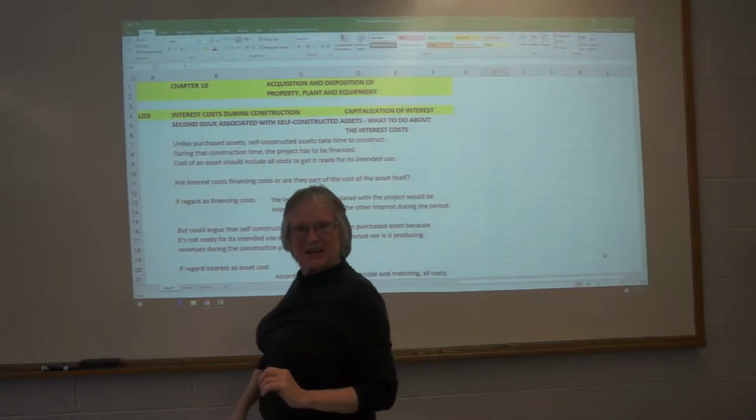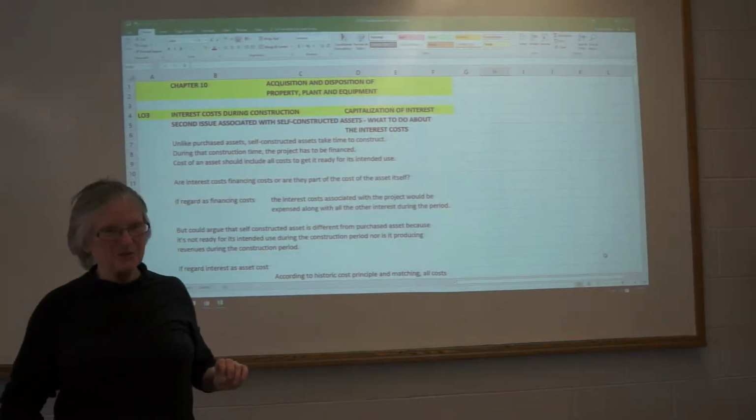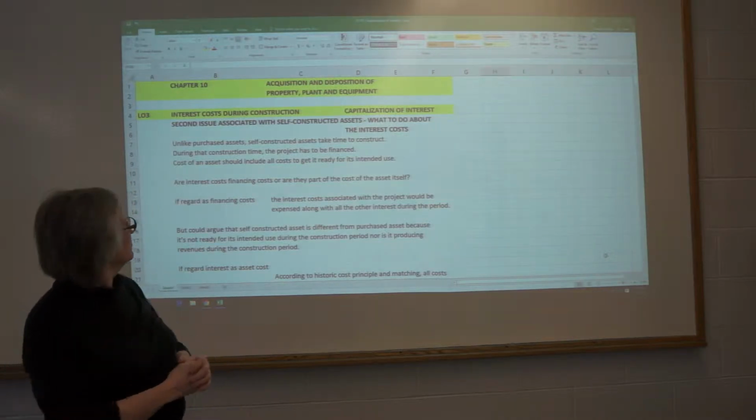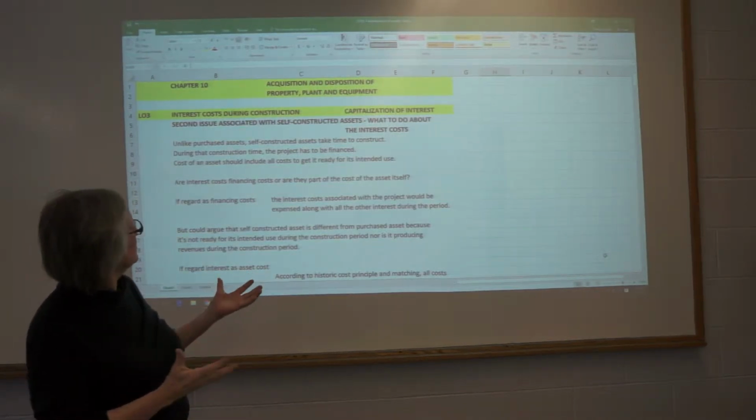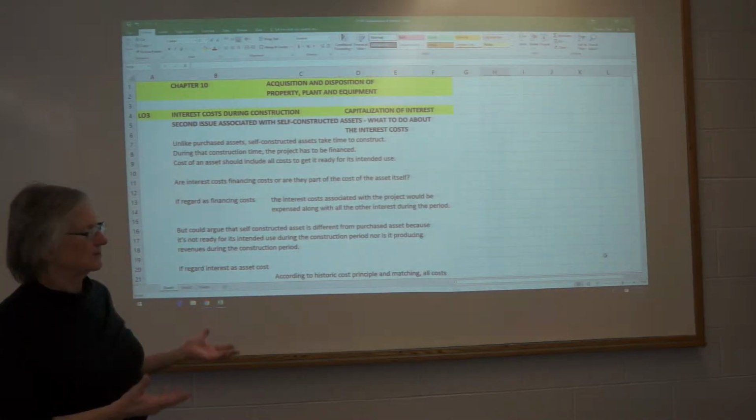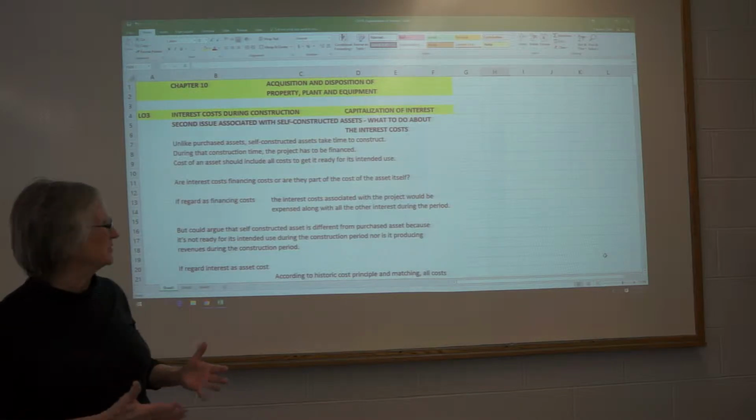Right, so we have arrived at the capitalization of interest, which is one of the more awful parts of the chapter, but I think we can get through this. We're dealing with self-constructed assets. We already talked about overhead. Now we're talking about the interest costs associated with building something.